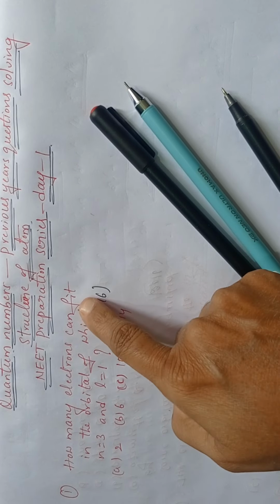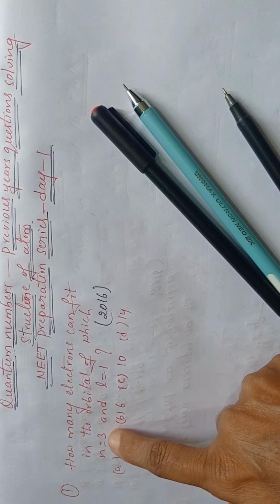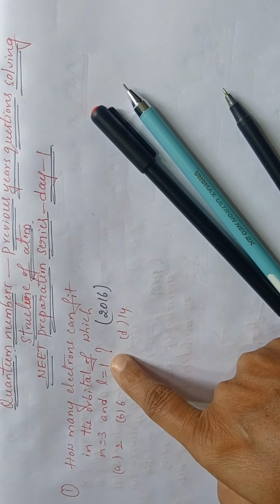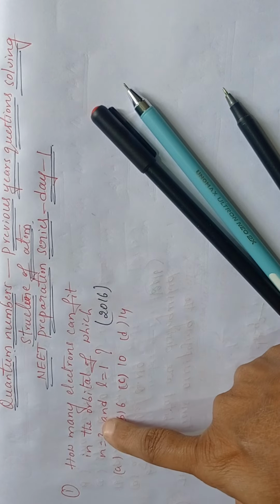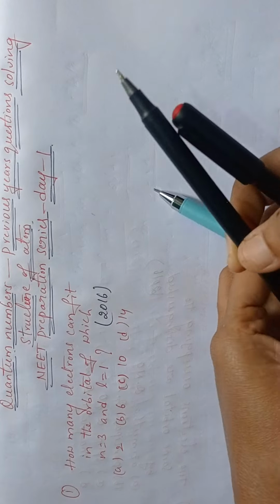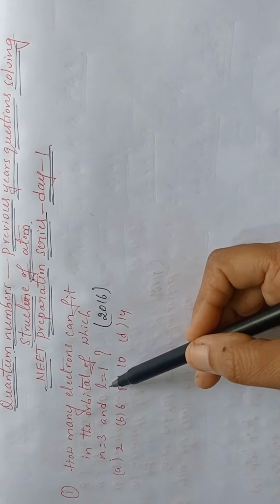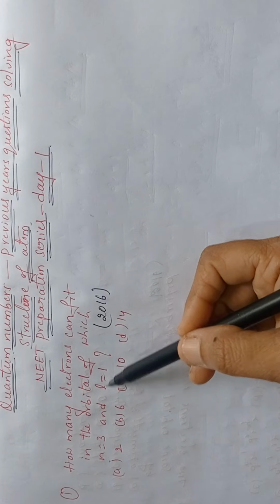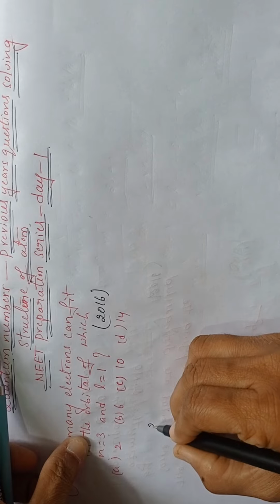First question: how many electrons can fit in the orbital for which n equal to 3 and l equal to 1? See here, n equal to 3 is nothing but what? Third shell. N is the principal quantum number. L is the azimuthal quantum number given. So n equal to 3 is nothing but the third shell. Are you clear? Third shell.